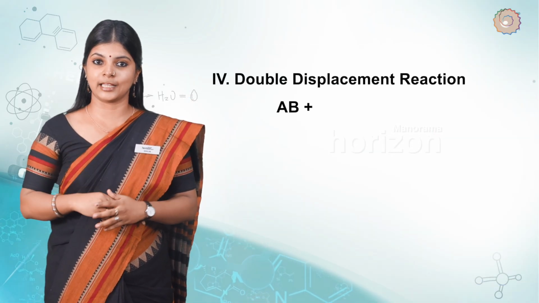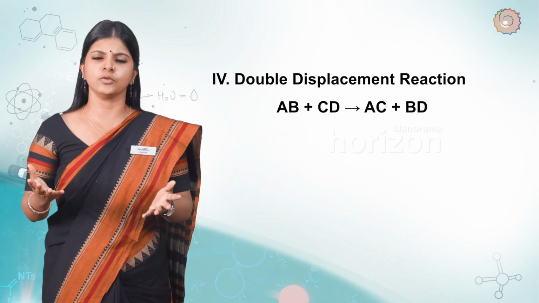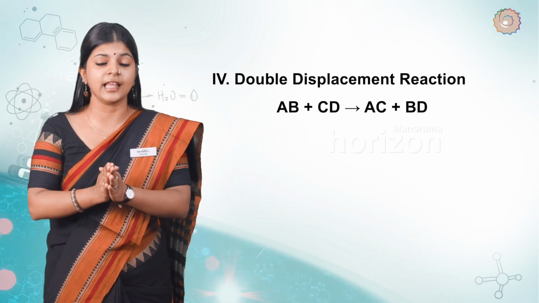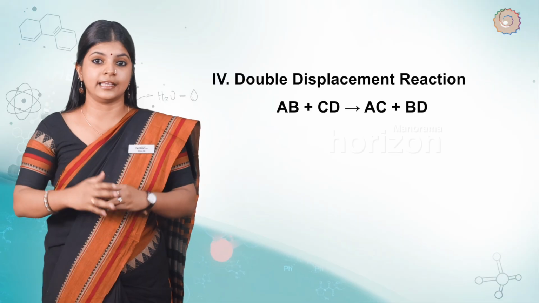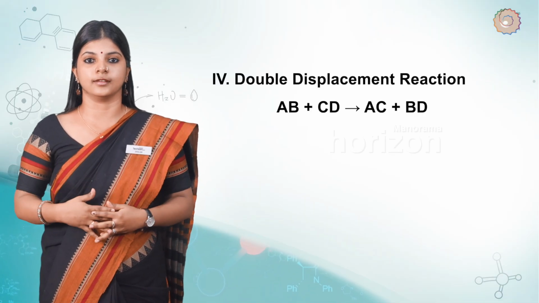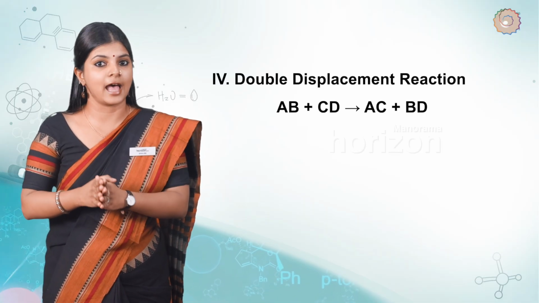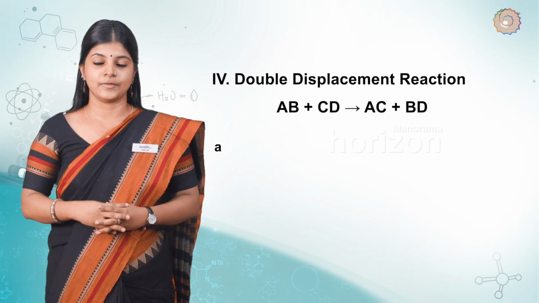Now, coming to the fourth type of chemical reaction, which is double displacement reaction. This is also a displacement reaction. It is just that there is an exchange of ions taking place there, which means both the metals displace each other. Double displacement reactions are further classified into precipitation and neutralization reactions.